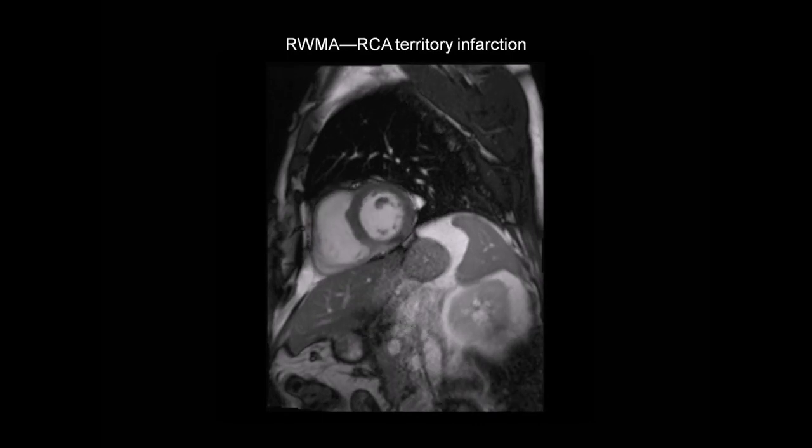Here's a different example. This is a patient who's had an inferior myocardial infarction due to occlusion of the right coronary artery. And again, we can see a short axis view of the left ventricle. The right ventricle is here, and the inferior wall is slightly thinned and is virtually akinetic as a result of this inferior infarct. So on delayed imaging, we'd expect to see late gadolinium enhancement in the RCA territory.